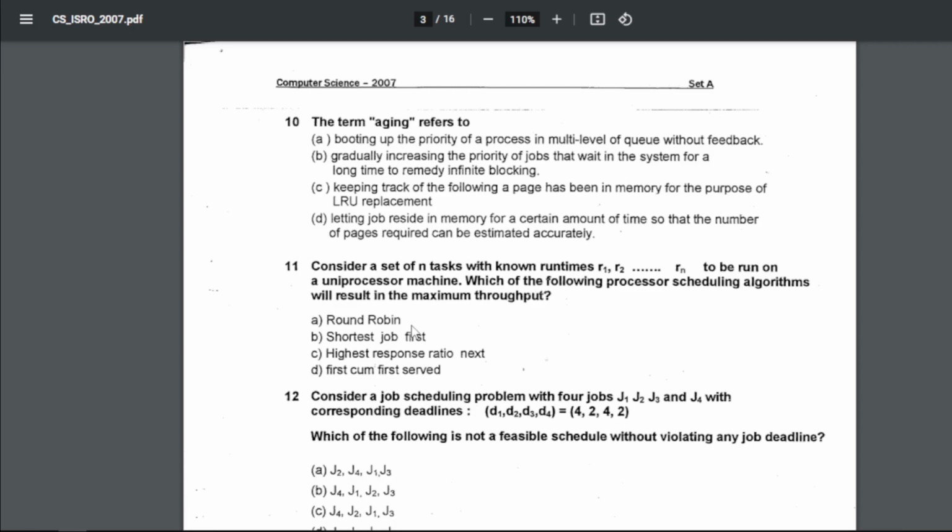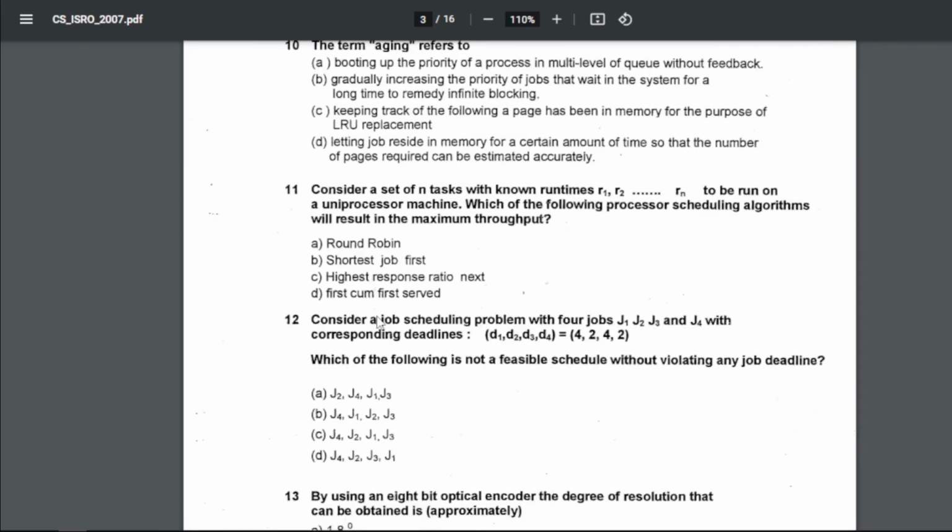So shortest job first scheduling is a scheduling policy that selects the waiting process with the smallest execution time to execute next. Thus, in shortest job first scheduling, the shortest jobs are executed first. This means CPU utilization is maximum, so the maximum number of tasks are completed, right? So this way, the answer will be B.